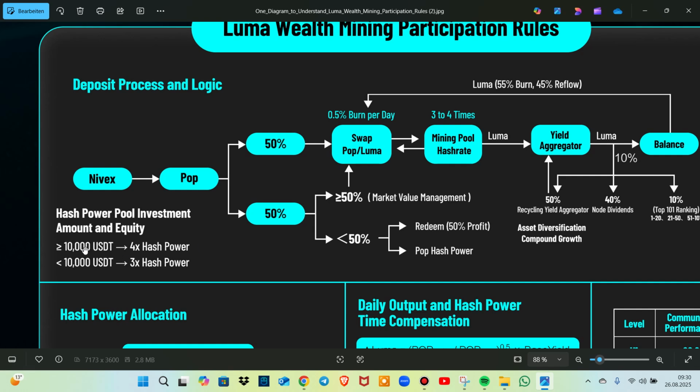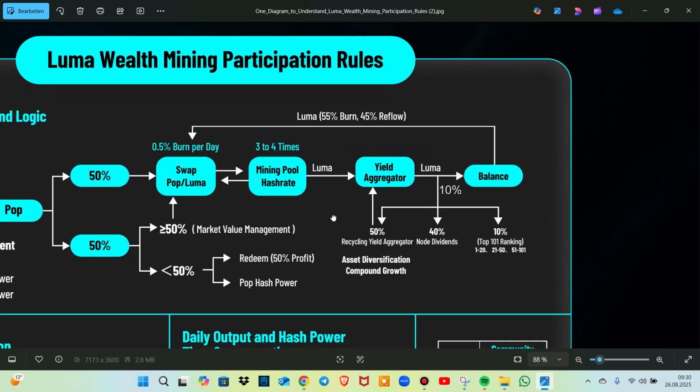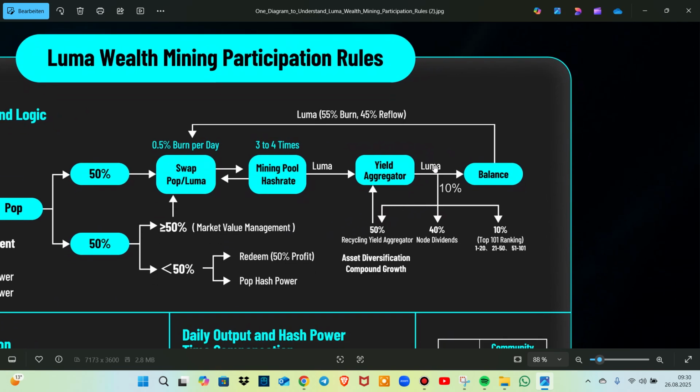If you invest more than 10,000 USDT, you will be able to quadruple. So you will do 4x on hash power. And if your investment is below 10,000, you can earn maximum 30,000, right? So if you are above 10,000, you can earn more than 40,000. If you're below 10,000, you will do maximum 3x. So the yield aggregator will earn Luma for you, right?